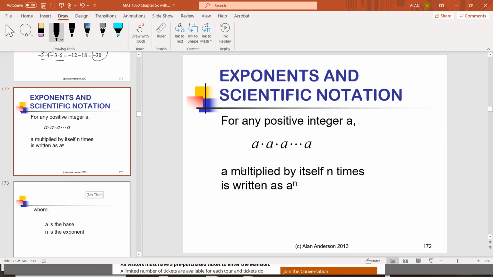Okay, base, exponent. I'm sure you all remember that this is an exponent. You might not have remembered that this number that's being raised to n is called the base. Okay.